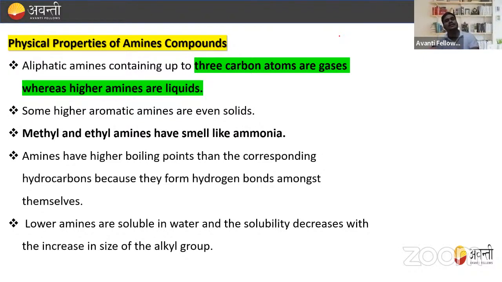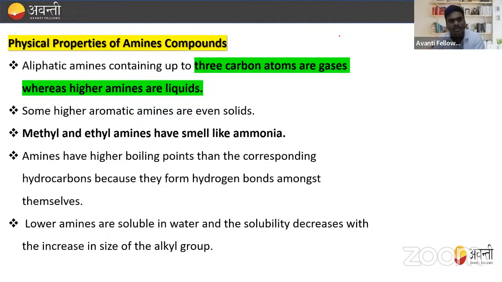First of all, aliphatic amines containing up to three carbon atoms are gaseous, whereas the higher amines are liquid. Some higher aromatic amines are even solid. Methyl and ethyl amine have a smell like ammonia. So just remember, the aliphatic amines containing up to three carbon atoms, like methane amine, ethane amine, or propane amine, are gaseous, whereas higher amines are liquid. Some higher aromatic amines are even solid.